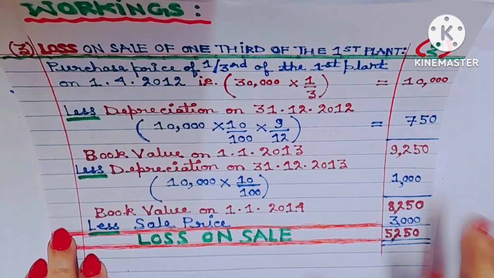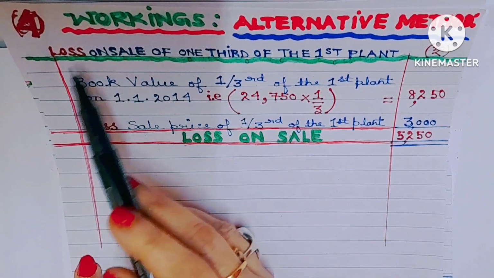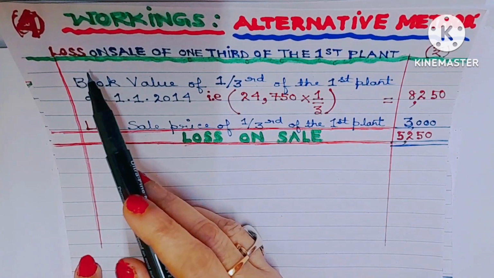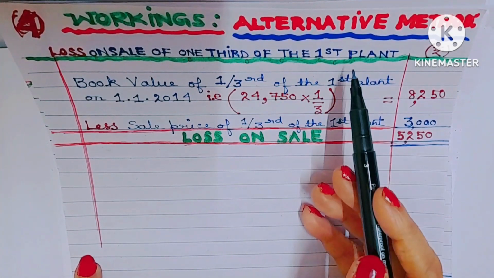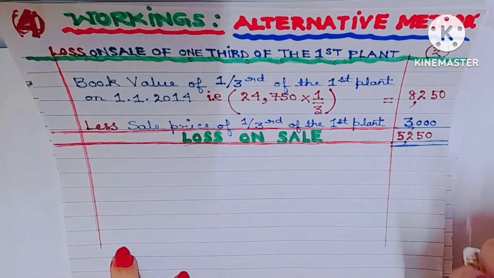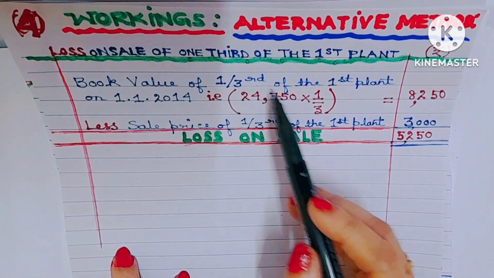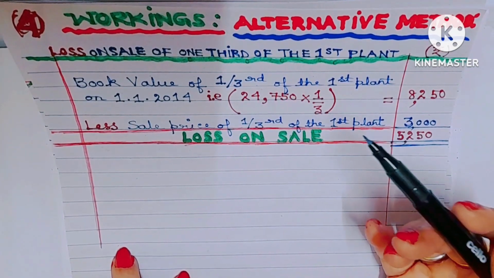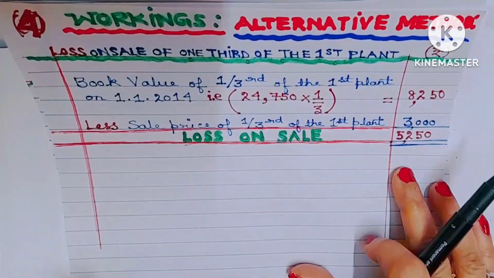Okay. Now let me show you the alternative calculation of loss on sale of 1/3 of the first plant also. See, workings number 4, alternative method. This is the loss on sale of 1/3 of the first plant. This is the alternative method. You can do whichever you find easy. Book value of 1/3 of the first plant on 1st January 2014. What is the book value on 1st January 2014? Let me show you.